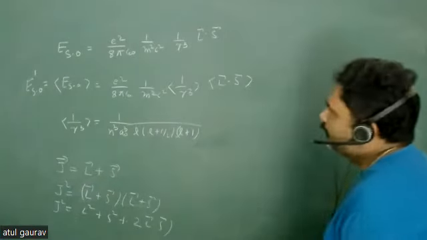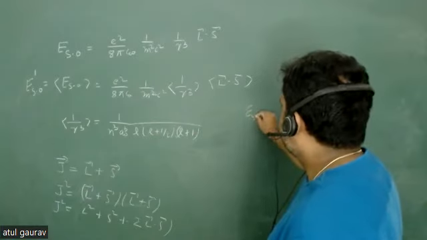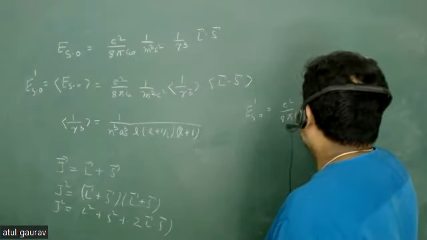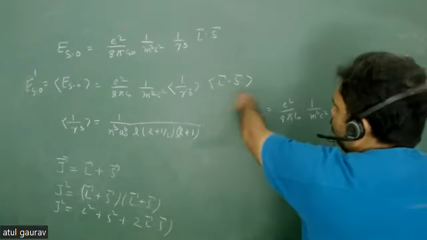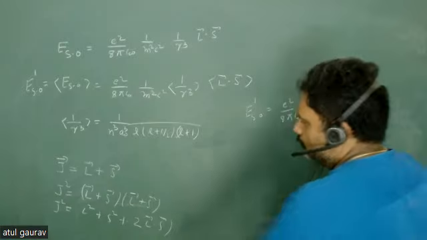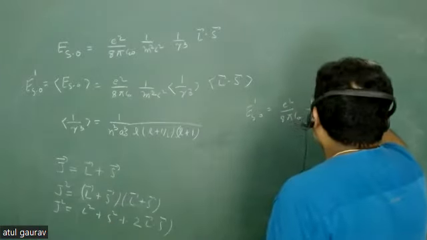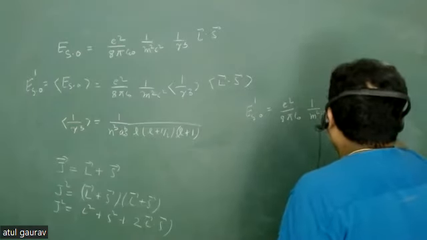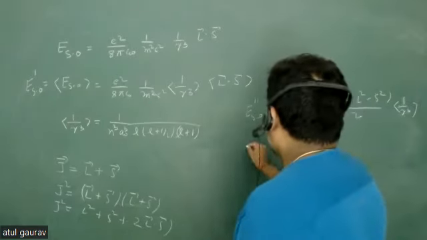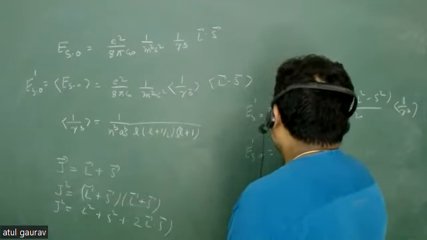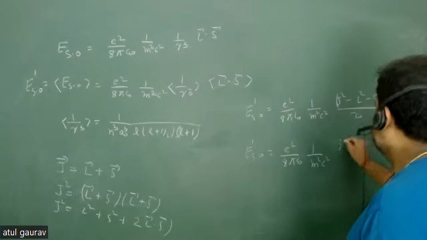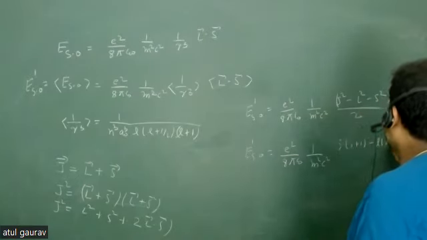So last but not the least, we can go for the final result. E spin orbit of the order one is e square upon 8 pi epsilon naught, 1 upon m square c square. And what can we write for this term? What is the L square operator? L into L plus 1. So that value is equal to J square minus L square minus S square by 2, and obviously the average value of 1 upon r cube. So obviously we can go for spin orbit coupling, that is e square by 8 pi epsilon naught, 1 upon m square c square, and this value is J into J plus 1 minus L into L plus 1. And this is what?